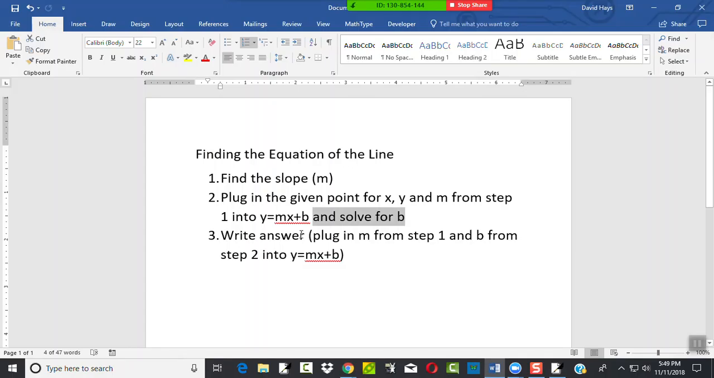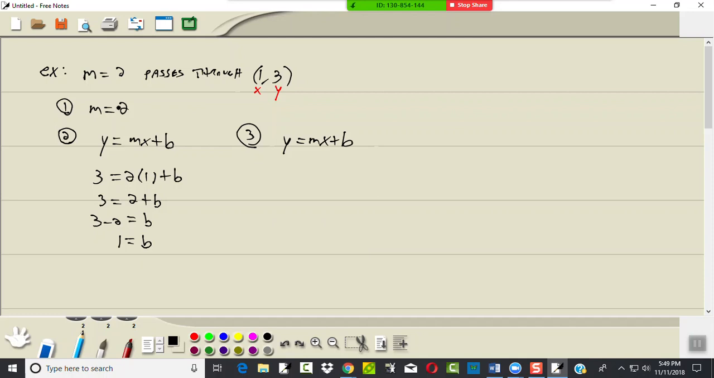Then step 3 says write your answer. Plug in m from step 1 and b from step 2 into y equals mx plus b. Well, in step 1 we said m was 2. And from step 2 we said b was 1. So plug 2 in for the m and 1 in for the b, and that would be our answer. At that point we could graph it or do whatever. But that's how you find an equation of a line.